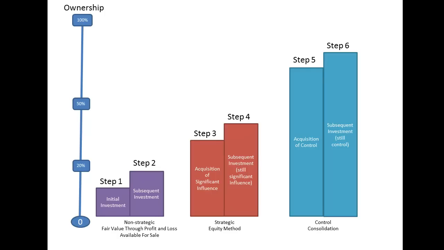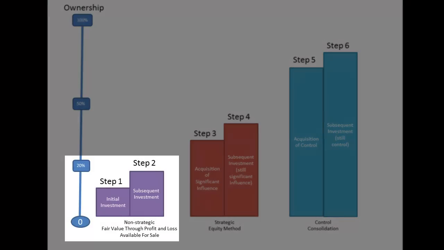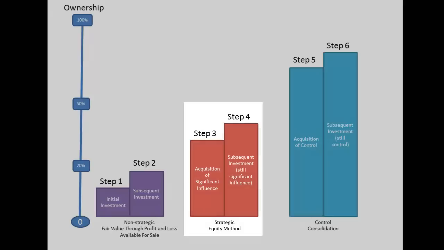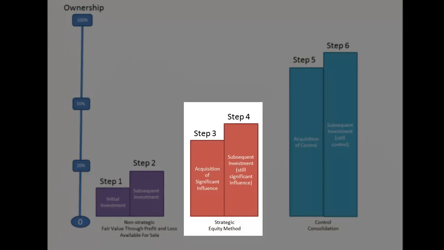Starting at the left, we identify a desirable investment and we take a toehold position. And at this point, it's a non-strategic asset because we have no ability to influence the decisions of management. The classification would be fair value through profit or loss or available for sale. Above 20% ownership or with other circumstances we have previously discussed, we are in a better position to exert influence, at which point the accounting method must change to the equity method.